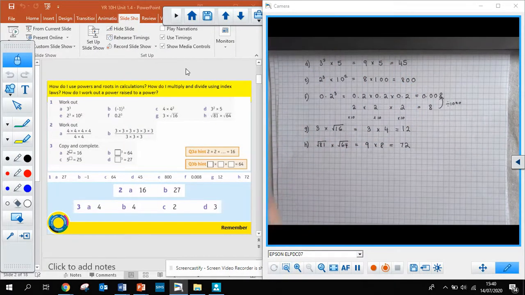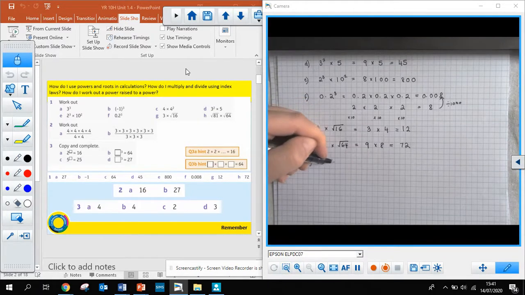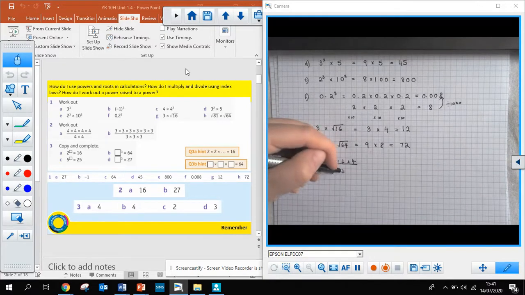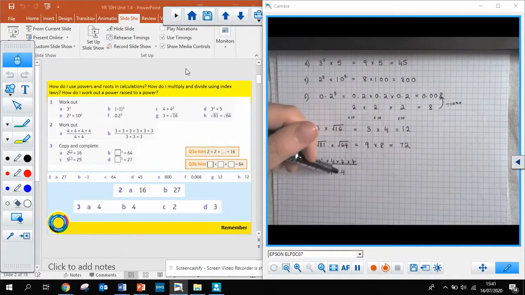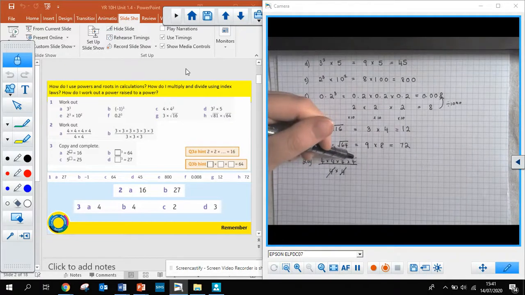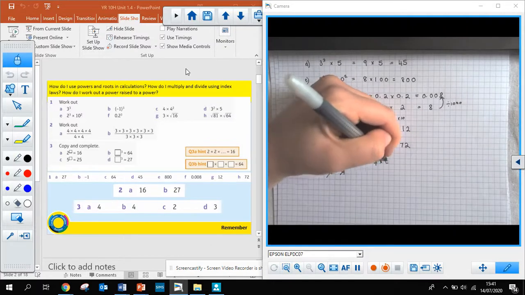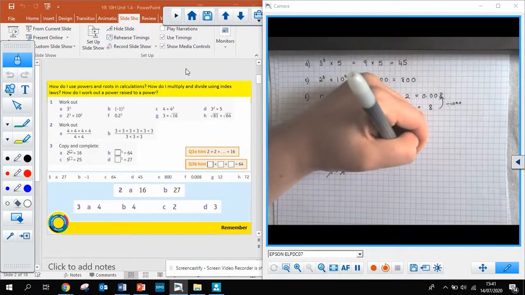Okay, now question 2. Part A, we're doing 4 times 4 times 4 times 4 all over 4 times 4. So what I'm going to do first, I'm just going to simplify by eliminating what's common. I have 2 4's in the bottom, 4 in the top, therefore I'm just left with 4 times 4, which is 16.